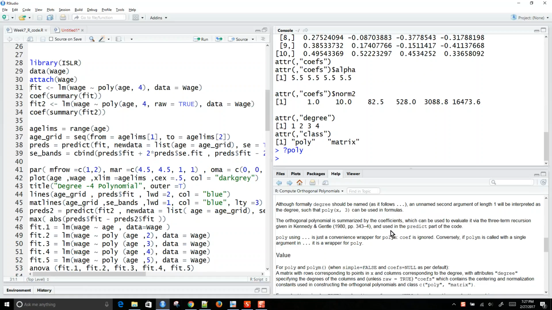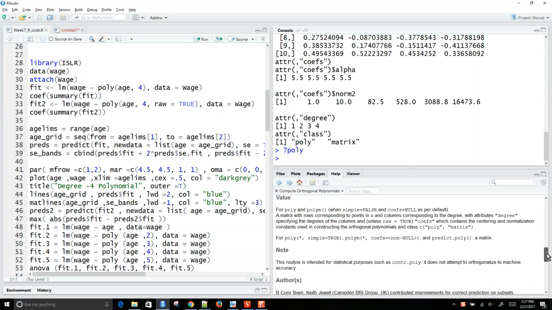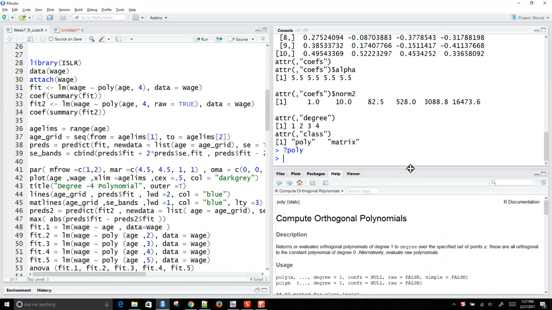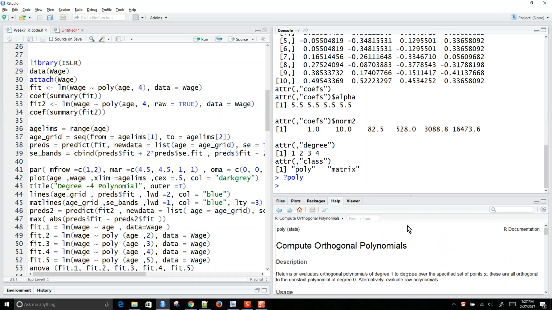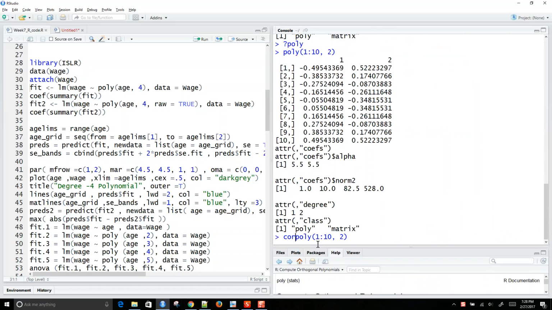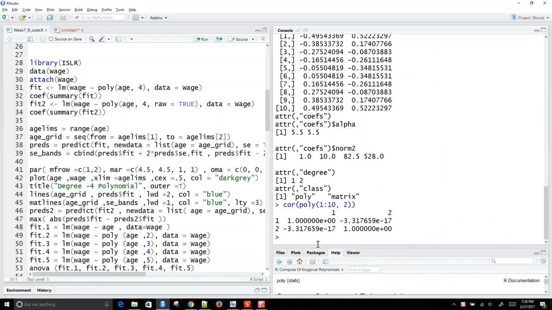Let me see. I think what happens, it's not centering, but let me do poly 1 colon 10, let me just do it with degree 2, and if I do the correlation here, I think, yeah, when they're orthogonal, the correlation is 0 between them. Okay. So it's for the same reason, but it's not the same thing. It's a little bit different. Whereas if I did raw equals true, then you're going to have high correlation between the linear and the other terms.